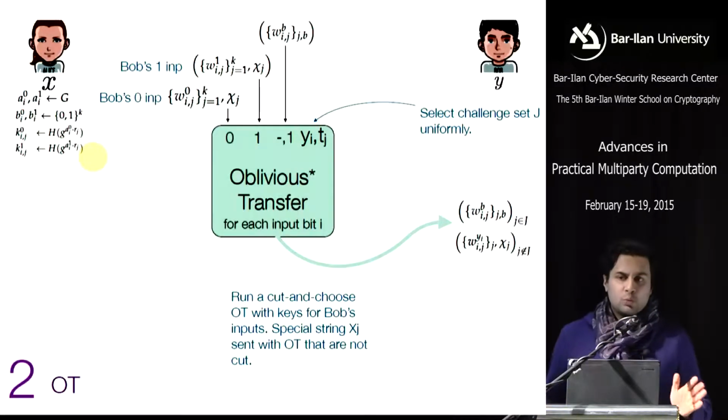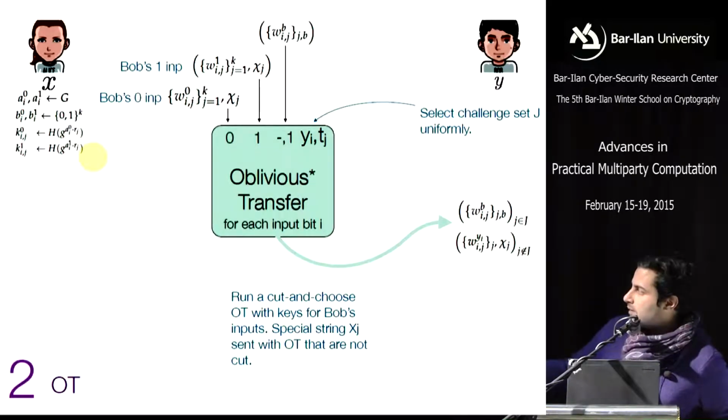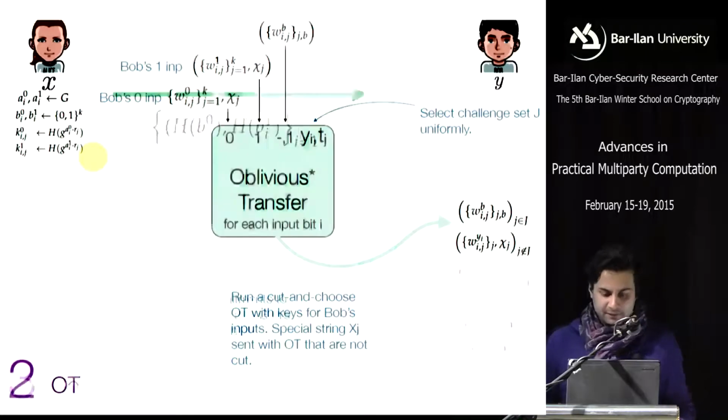Now, how I'm going to describe this protocol is, on the left, this column will be all the stuff that Alice accumulates during the protocol. This column will be all the stuff that Bob accumulates over the protocol. And the middle will be roughly what happens.